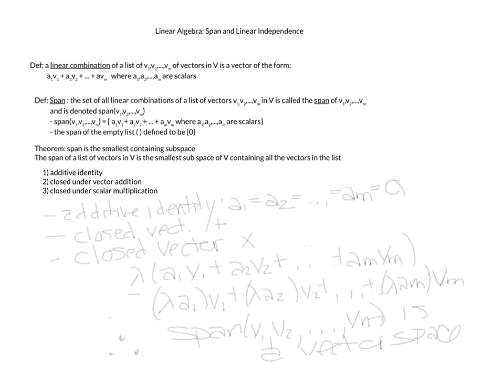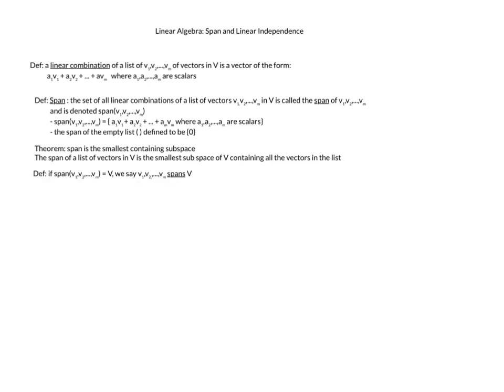So again, just to say this another way, because you really do want to remember this, if you have a list of vectors and you consider all possible linear combinations, then all those linear combinations make a vector space. The span of a set of vectors is in fact a vector space. So, another definition: if that vector space is called V, we say that the vectors span V.